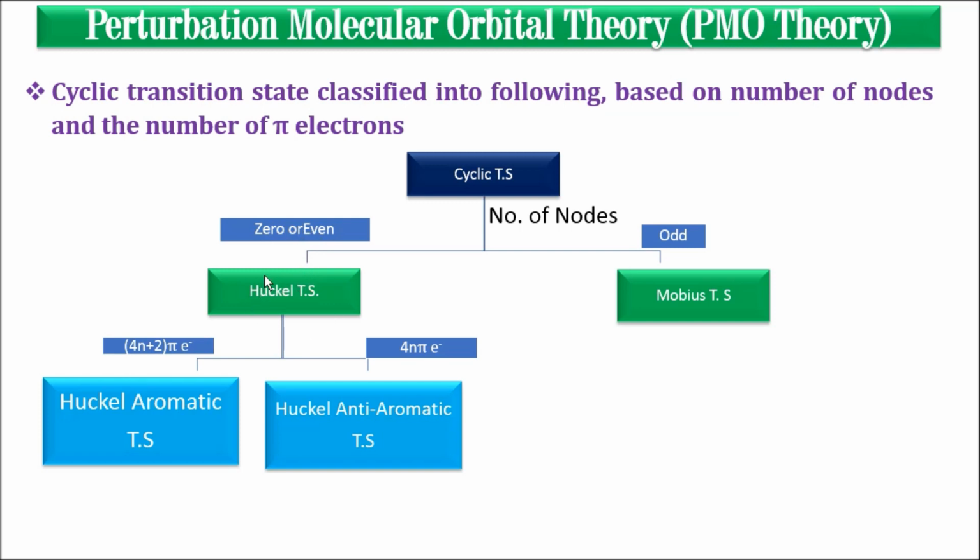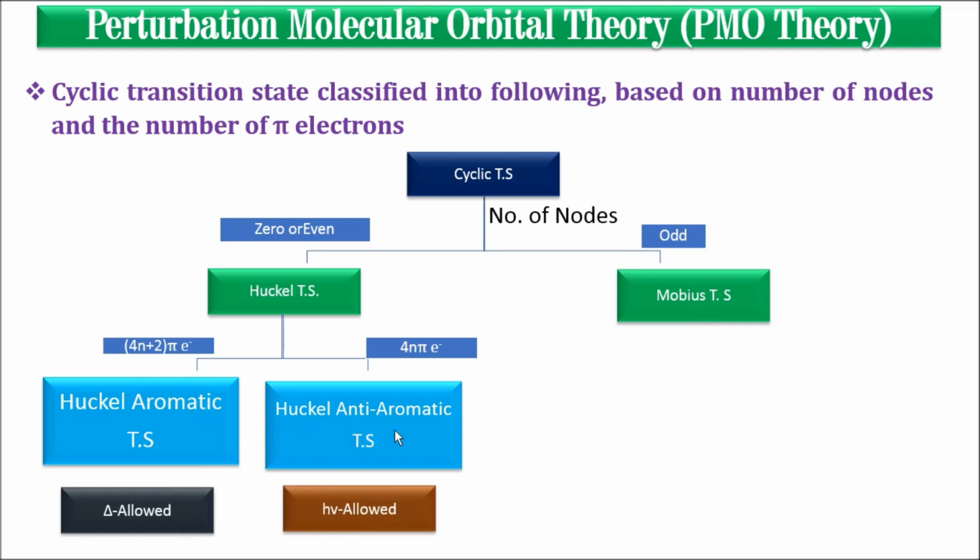If this transition state has a 4n plus 2 pi electron system, that is Huckel aromatic. If it belongs to a 4n pi electron system, it is Huckel anti-aromatic. Similarly, for the Mobius transition. When you hear aromatic, that is thermally allowed. When anti-aromatic is there, that is photochemically allowed.